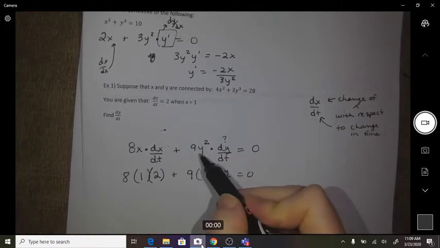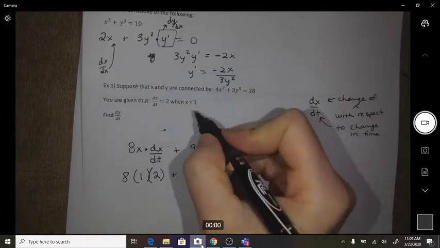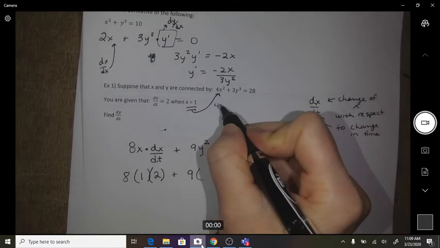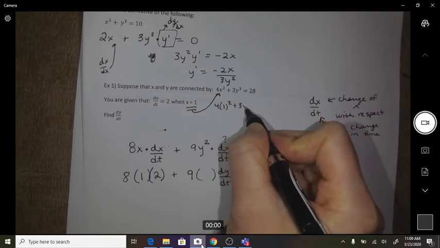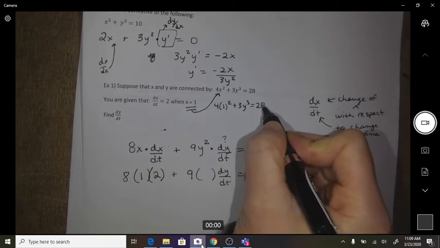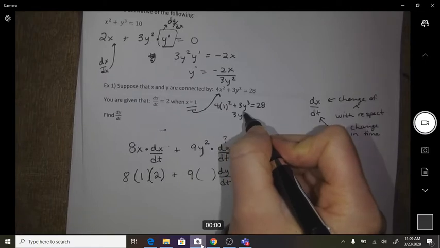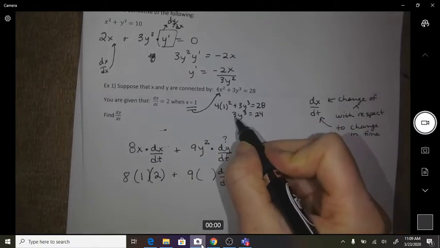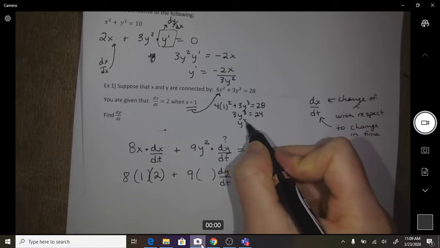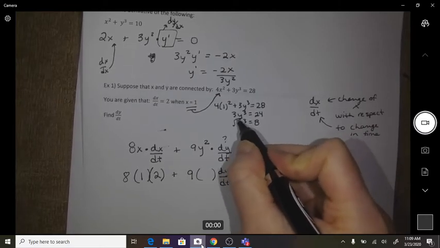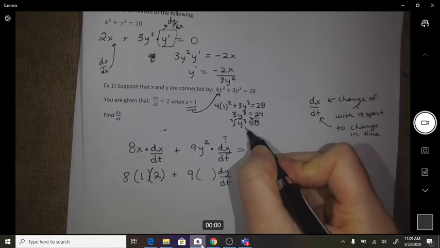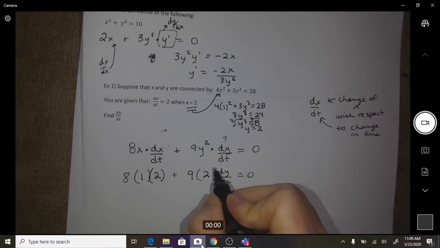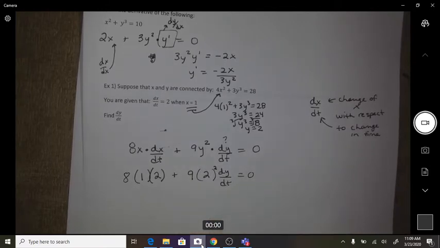Okay, so this y I can figure out because I know x is 1. So 4 times 1 squared. Okay, so this is 4. So if I subtract 4, divide by 3, and cube root, I get y is 2. Okay, so now I know that. Don't forget we still have to square that.